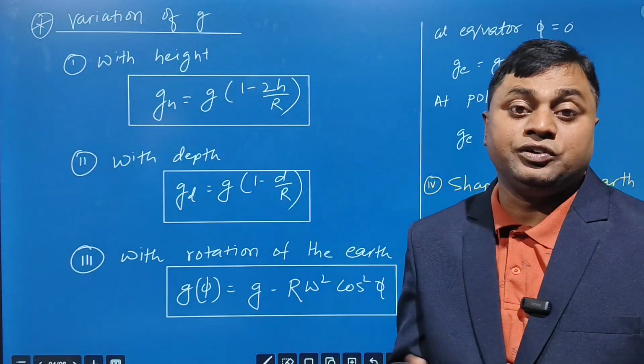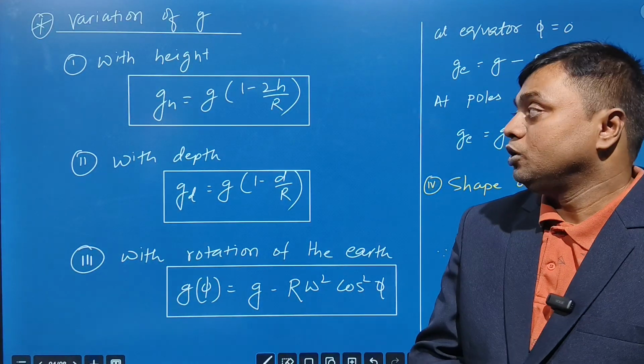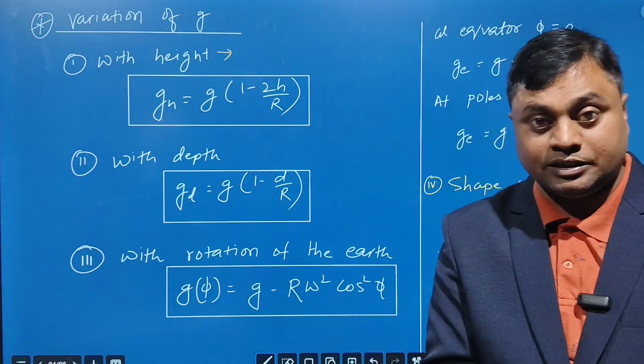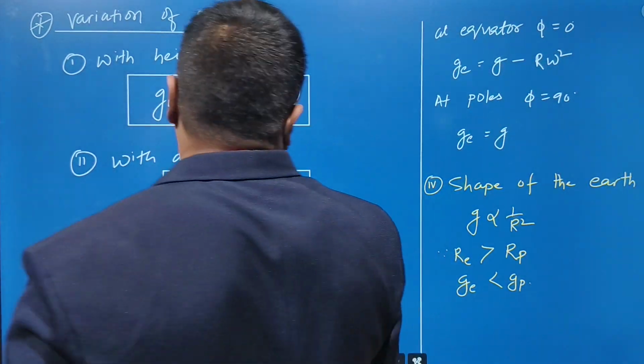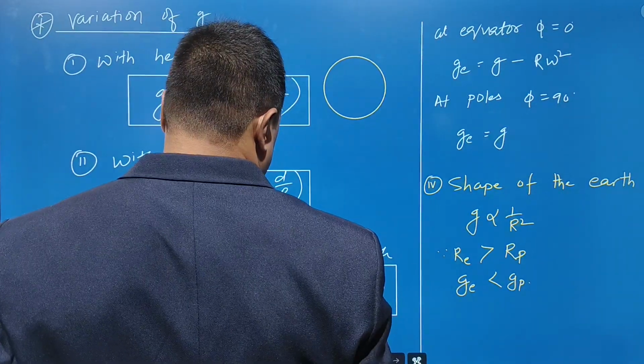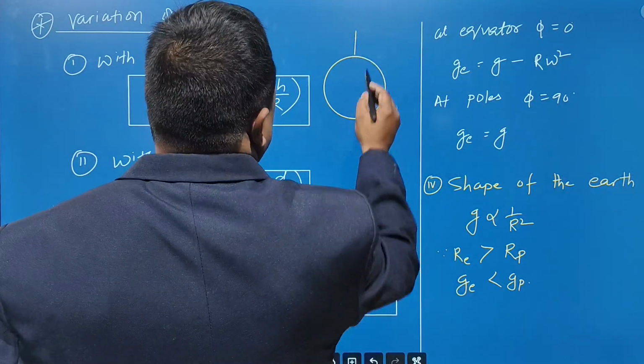Now let's talk about the variation of g. g varies with height, depth, rotation and shape. So first is with height. When you move away from the surface of the earth, let's take the earth is there, and at a height h from the surface.